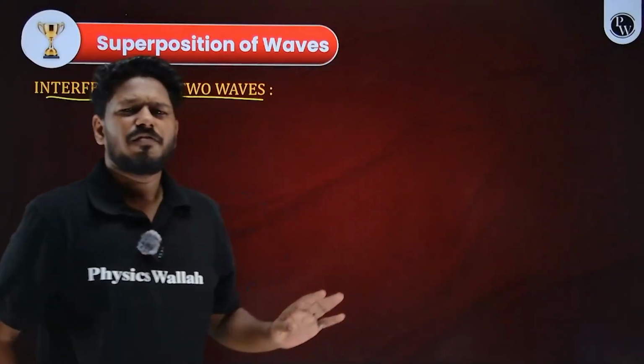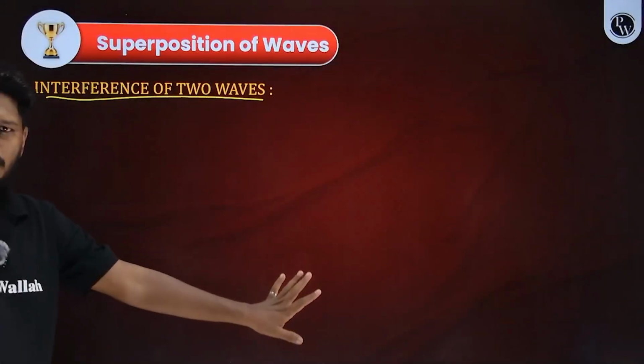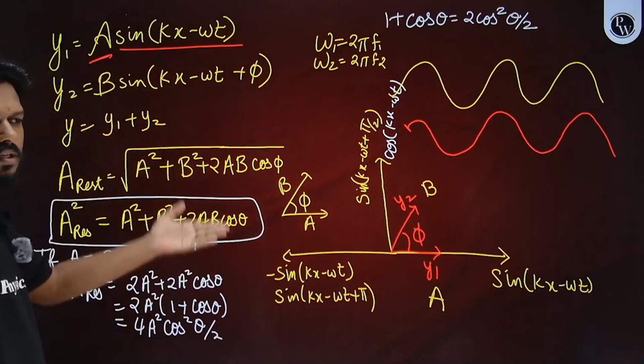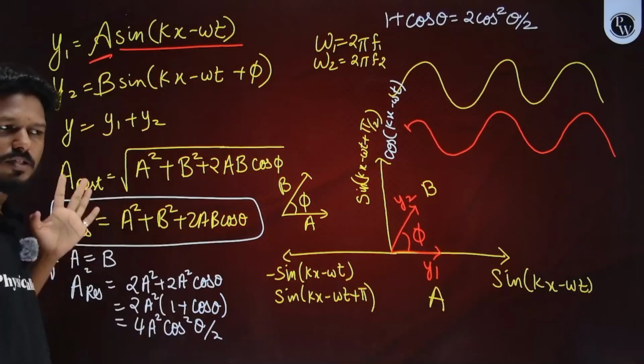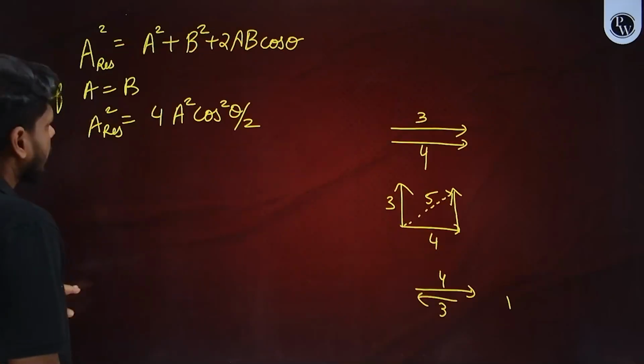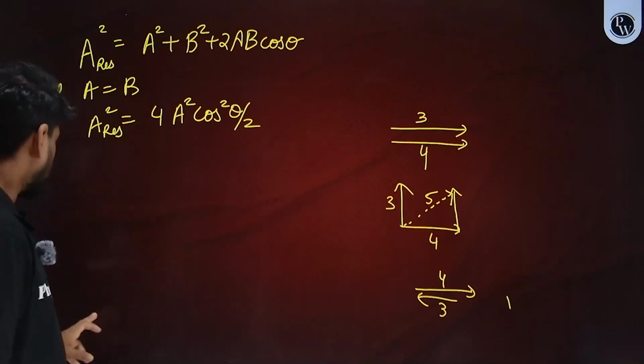So interference of waves means we are adding two waves. As we have discussed, we are adding two waves. So what formula are we using? These formulas we are using. And I will give you some shortcuts also. Don't worry about that.